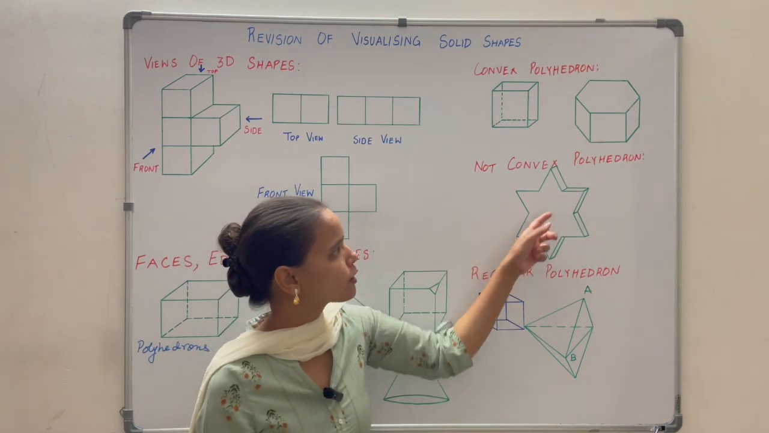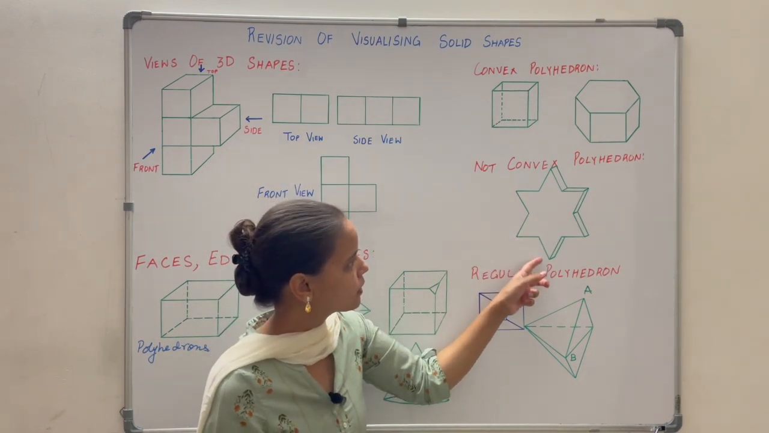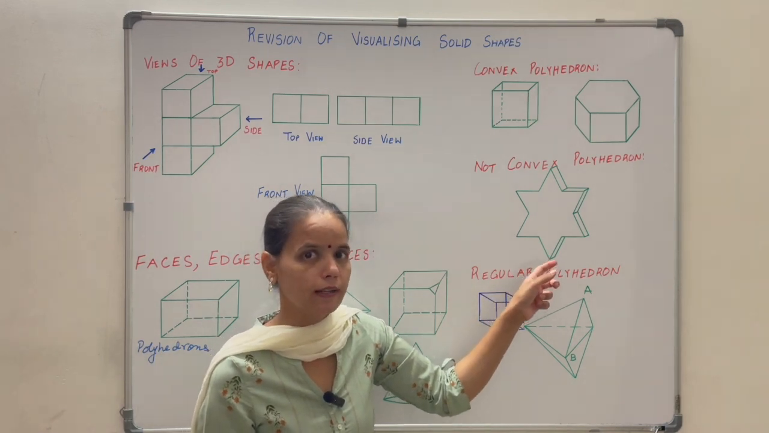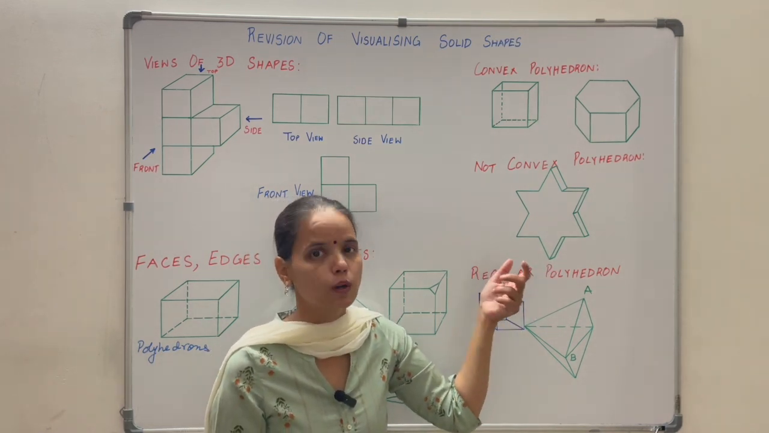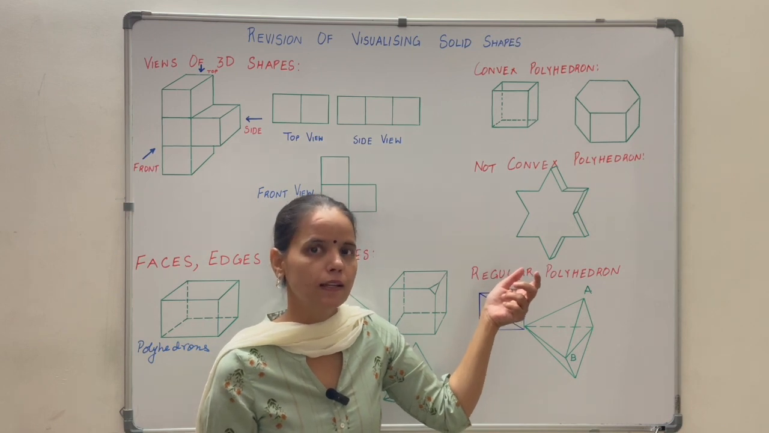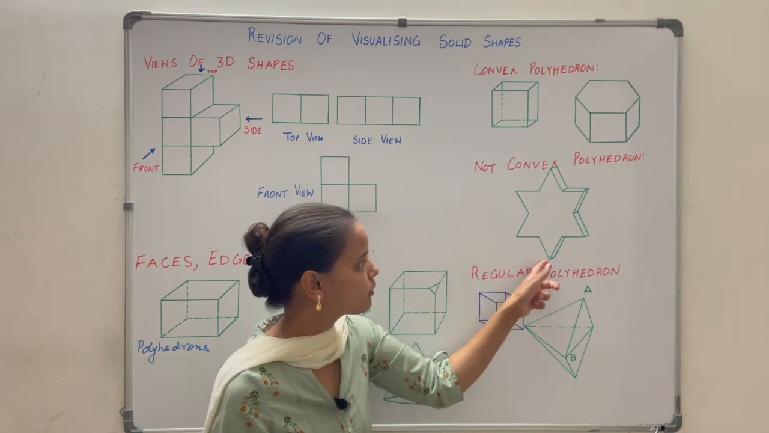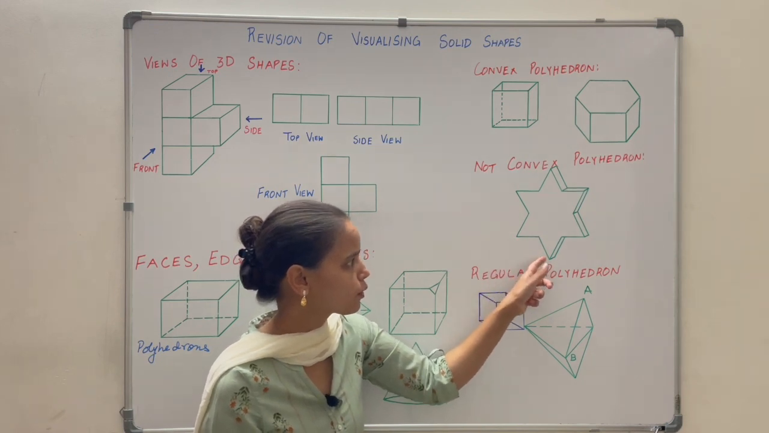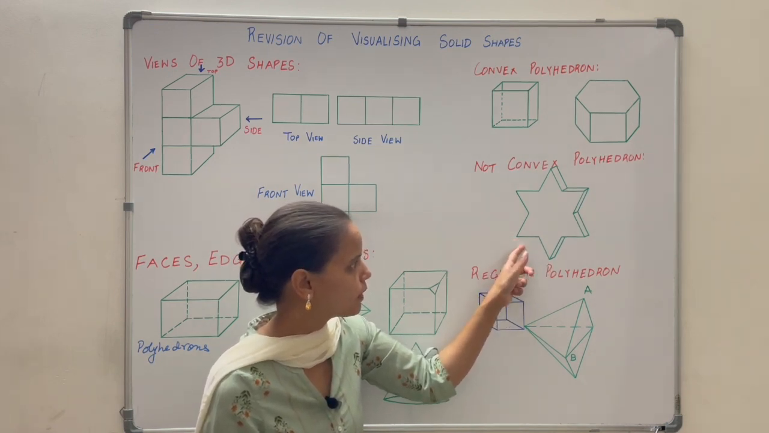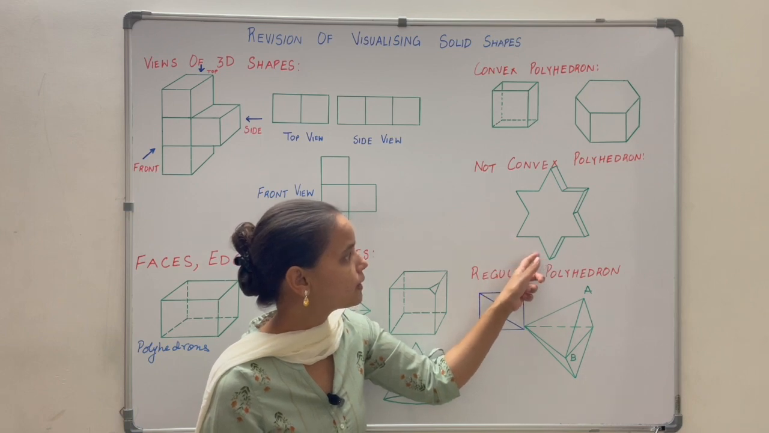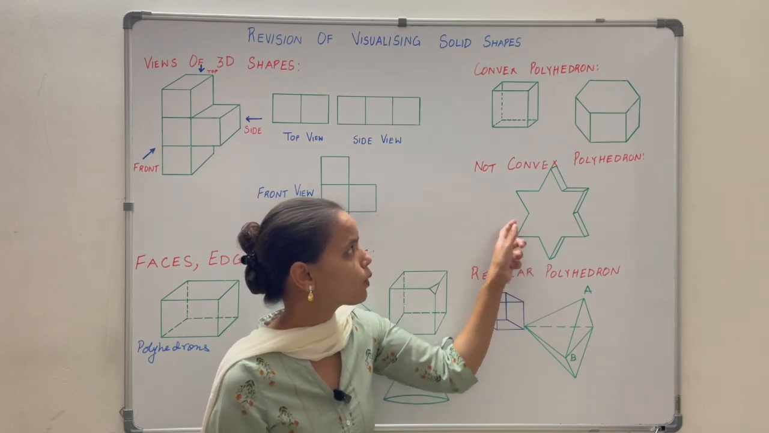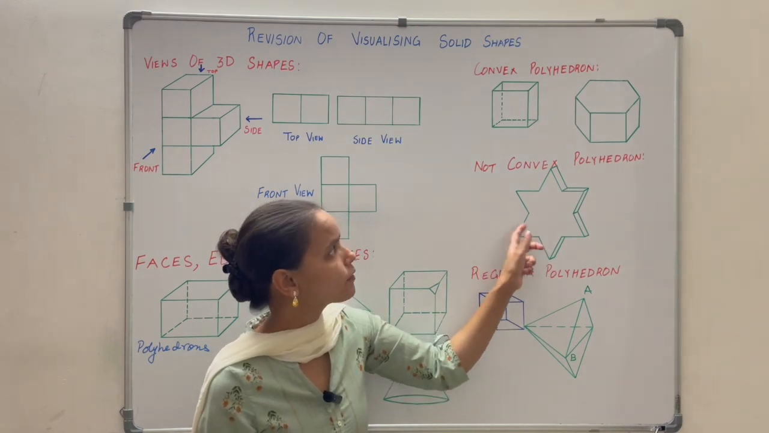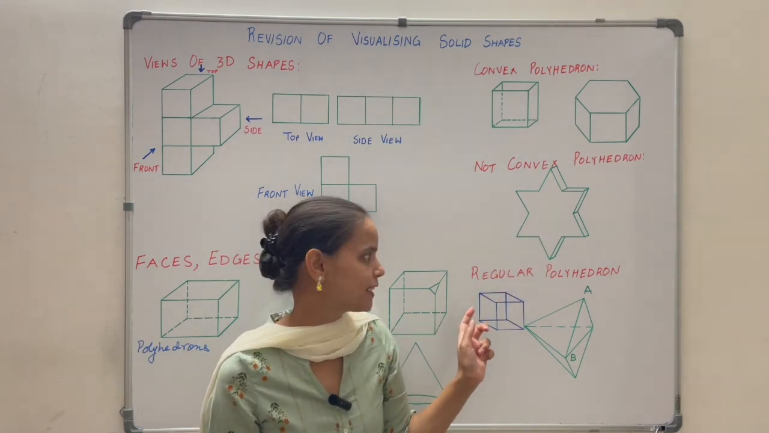Here, not a convex polyhedron. You can see, if you join these 2 points, it is a diagonal. What is the definition of a diagonal? Whenever you join 2 non-consecutive points, then the diagonal is formed. For this vertex, you see this is a consecutive point. This is a non-consecutive point. So if you join this point and this point, a diagonal is formed. And here the diagonal is lying fully outside this polyhedron. So this is the example of not a convex polyhedron.